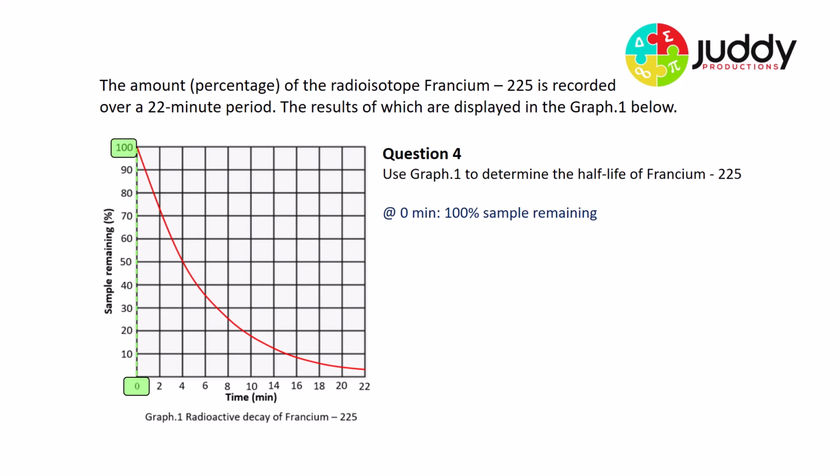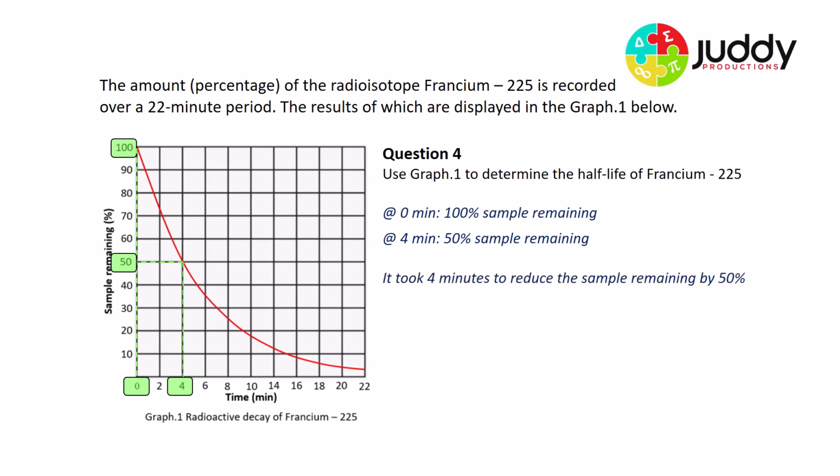So we can see that at a time of 0, we have logically 100% of our sample remaining. There's been no decay. If that 100% were reduced to 50%, being half of it has decayed, that would represent from our graph, if I move across and then sketch down, a time of 4 minutes. So again, at 0 minutes, I've got 100% of the sample remaining. At 4 minutes, I only have 50% of the sample remaining.